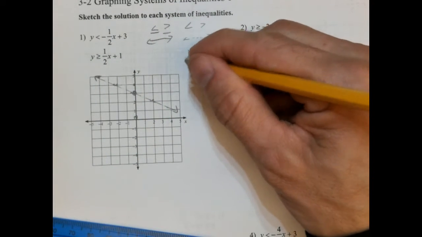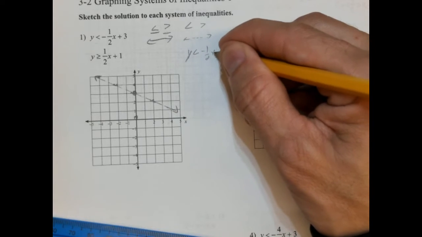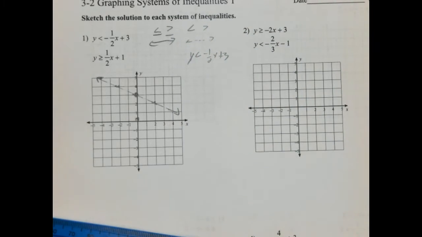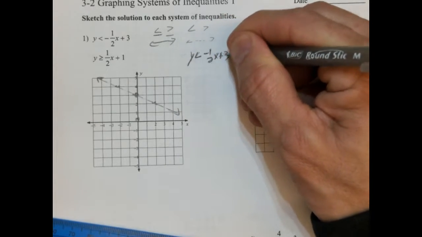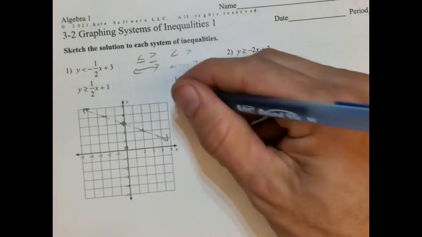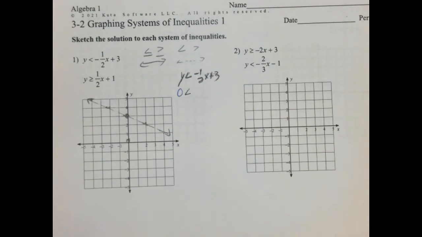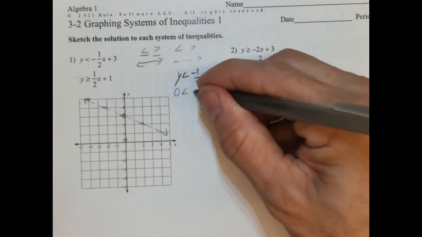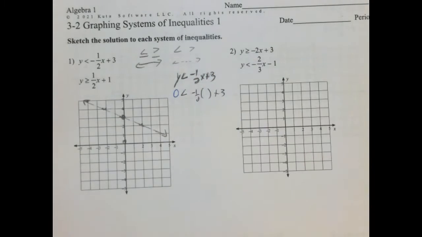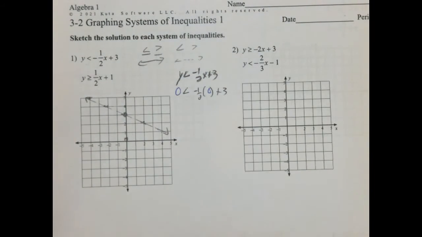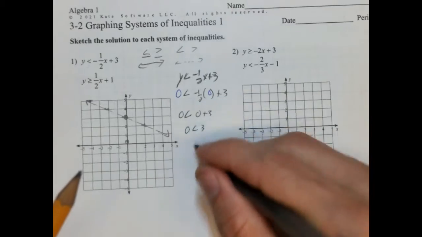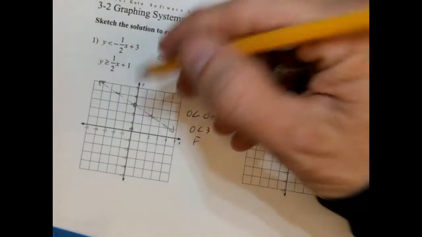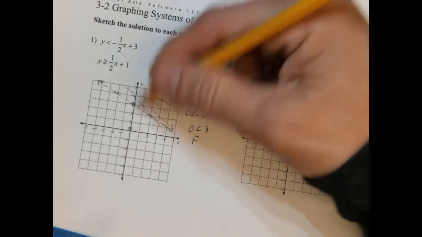So y is less than negative 1/2 x plus 3. Actually, I'm going to use a pen so you can see that a little better. We're going to plug in 0, because our test point is (0, 0): 0 is less than negative 1/2 times 0 plus 3. So 0 is less than 0 plus 3, 0 is less than 3. Is 0 less than 3? No, that's false. So we're shading this way, away from the test point.